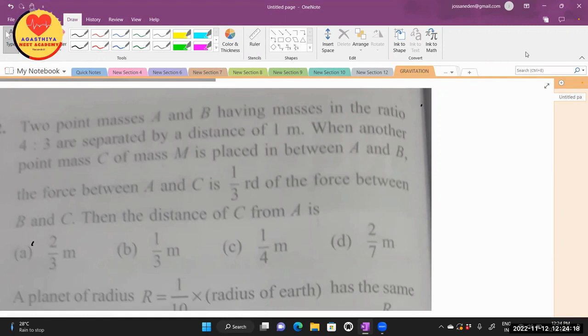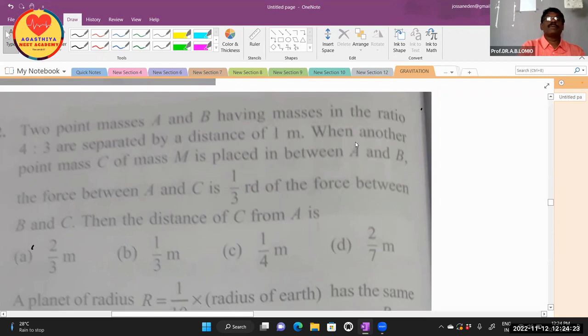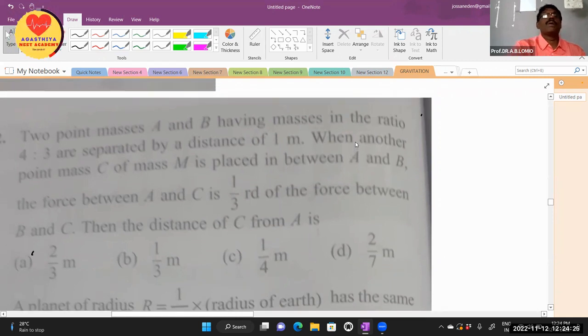Students, see this problem, it's also an important problem. Two point masses A and B, having masses in the ratio of 4:3, are separated by a distance of 1 meter. When another mass C of mass capital M is placed between A and B, the force between A and C is 1/3 of the force between B and C. The distance of C from A is.